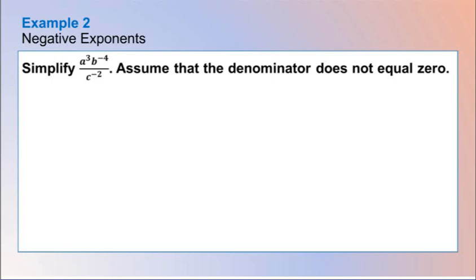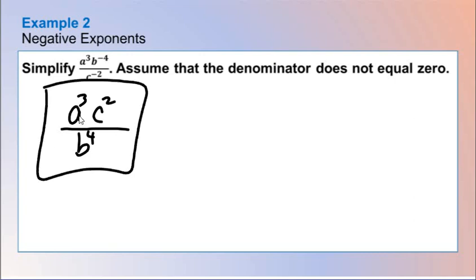So you need to simplify any fractions that you have in the problem. So an example, a cubed, b to the negative 4th divided by c to the negative 2nd. So a cubed is fine. B to the negative 4th, the reciprocal of b is 1 over b. Now it's positive. And then the reciprocal of 1 over c to the negative 2nd power is c squared. So our answer would be a cubed c squared divided by b to the 4th.